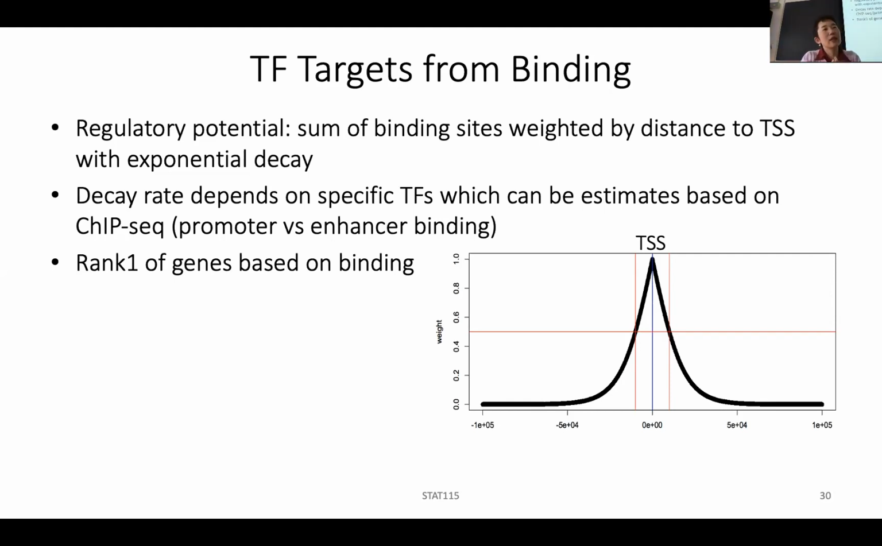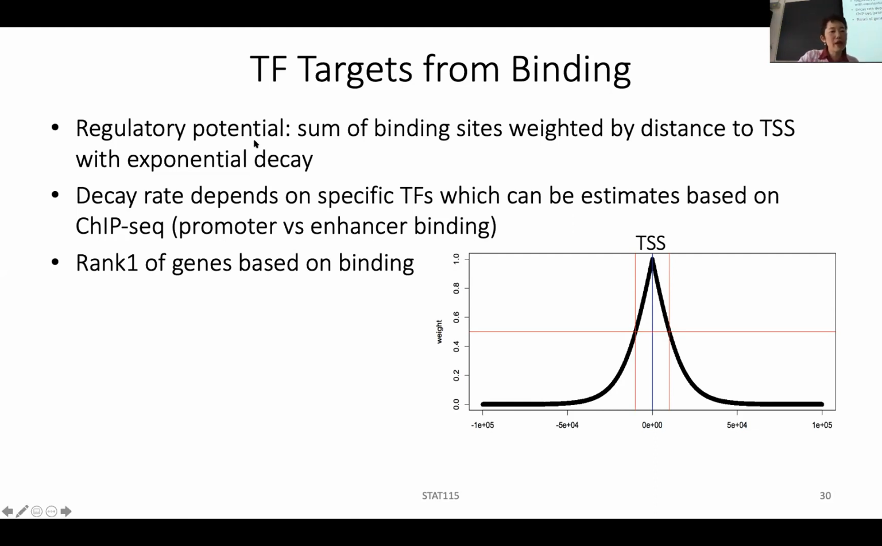And so what kind of gene will get a high score? They have more binding sites, and those binding sites are close to the transcription start site of that gene. They will get a good score. They will be the higher ranked targets. Whereas if the gene has either no binding sites or there are some weak binding sites that are really far away, then they will have a very low score.